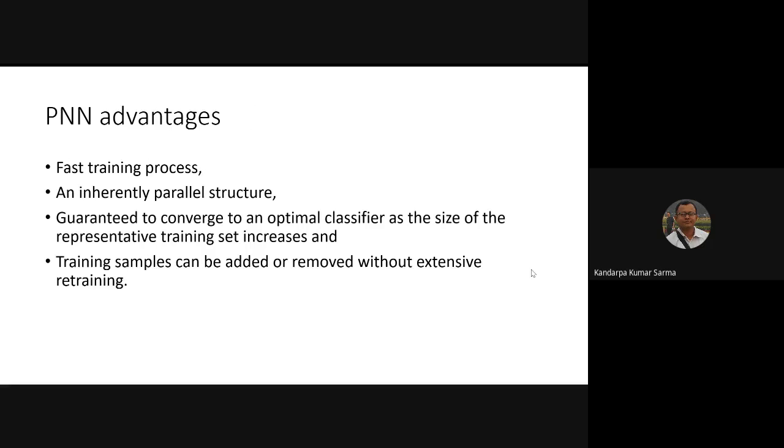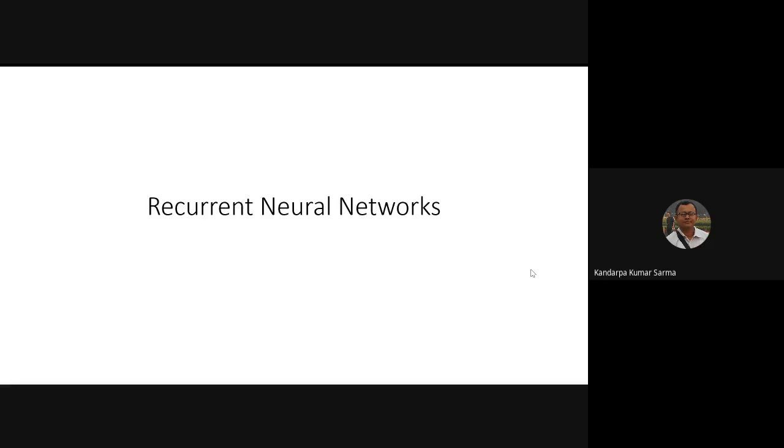The main benefits that the PNN will provide is that the training is fast and an inherently parallel structure, guaranteed to converge to an optimal classifier as the size of the representative training set increases, and the training samples can be added or removed without extensive retraining. So you can add or remove training samples without a very detailed retraining process.